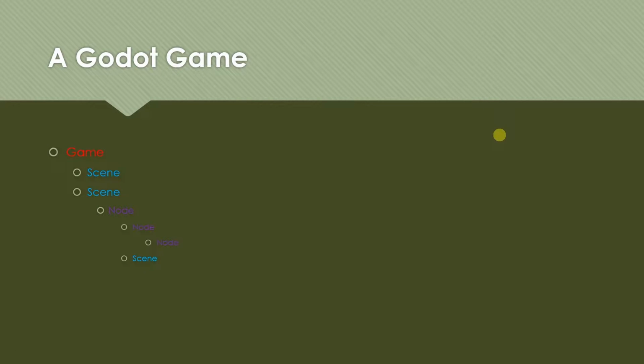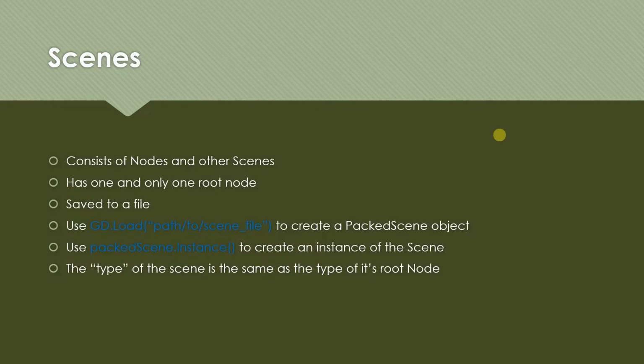So if you recall, I said that a Godot game simply consists of a bunch of scenes. So what is a scene? A scene, in turn, simply consists of a bunch of nodes and other scenes arranged in a hierarchy. So there's a parent-child relationship. Here are some important things about scenes. So as I mentioned, they consist of nodes and other scenes arranged in a hierarchy.